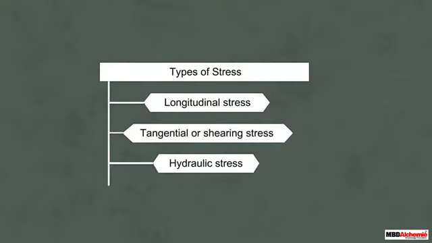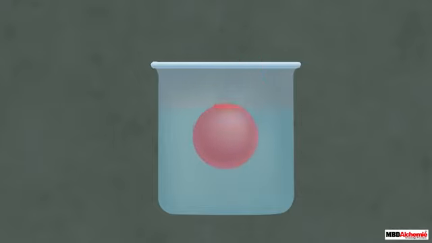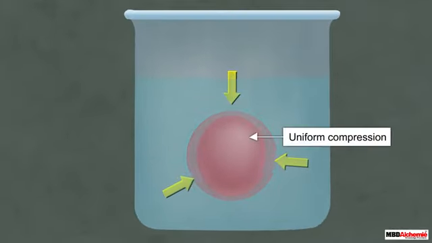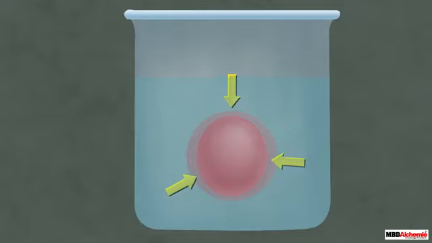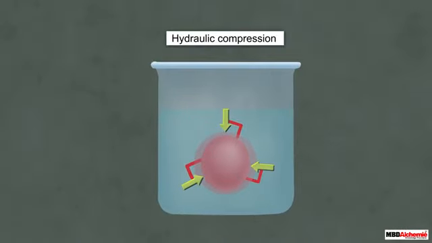Now, let us understand what hydraulic stress is. Take a solid sphere ball and place it in a fluid. Under high pressure of the fluid, the ball is being compressed uniformly in all directions. The force applied by the fluid acts in the perpendicular direction at each point of the surface and the ball is said to be under hydraulic compression. This compression will lead to a change in the volume of the spherical ball, but there will be no change in its geometrical shape.